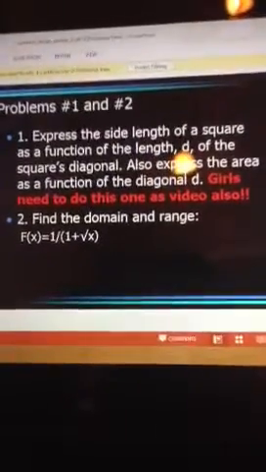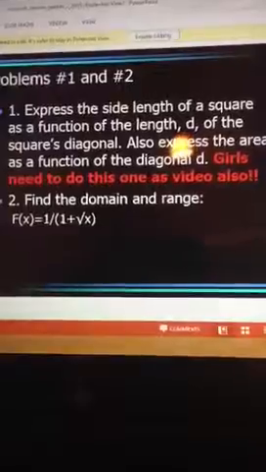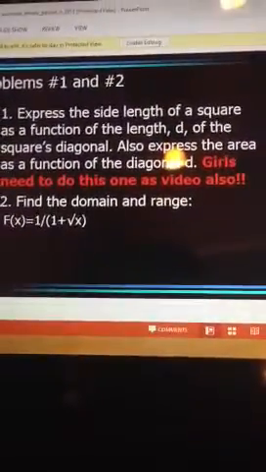My problem was number 1: express the side length of a square as a function of the length d of the square's diagonal. Also express the area as a function of the diagonal. Okay, so first I start with making a square so I can have a visual aid of what I am doing, marking that d is the diagonal and each side in a square is equal.